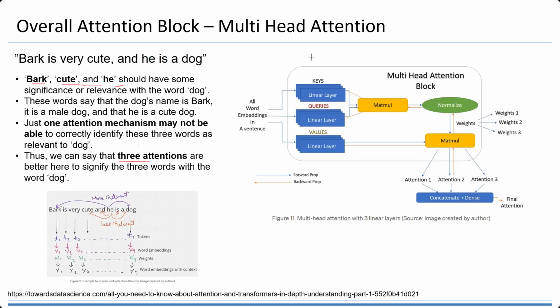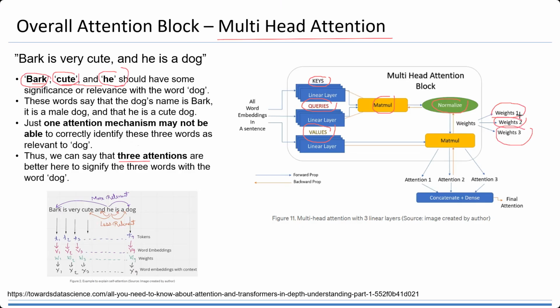So how can we do this 3 attention? We can apply the multi-head attention. So the multi-head attention means for the queries, we can have some factors. For the keys, we also have some factors. For the values, we can have some factors. And after we do the multiplication for the key and query, we will normalize and we will get weight. So there will be 3 kinds of weights because we have 3 kinds of attention. We have the attention for Park, we have attention for cute, and we have the attention for he.